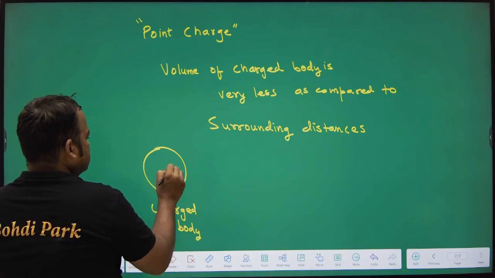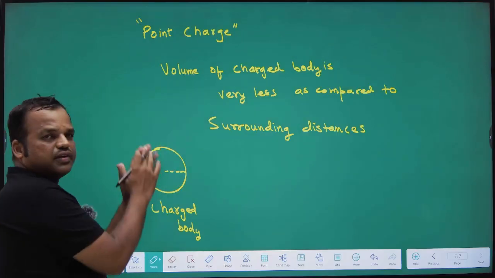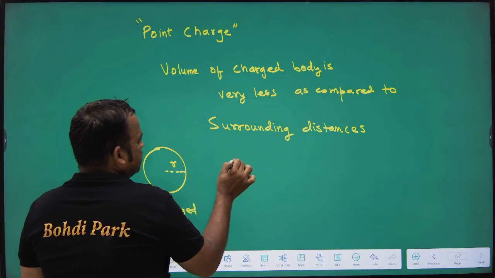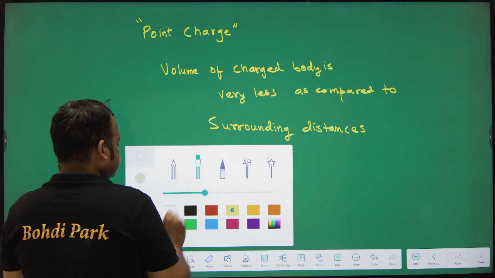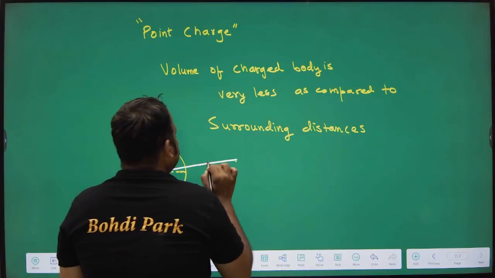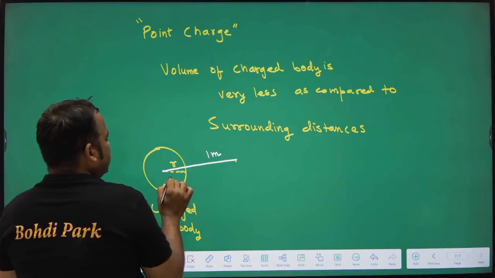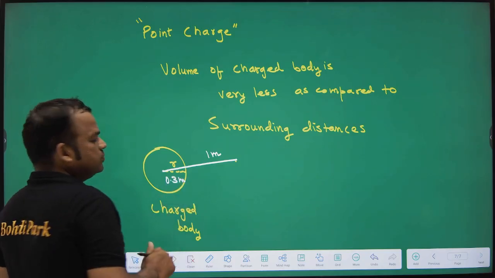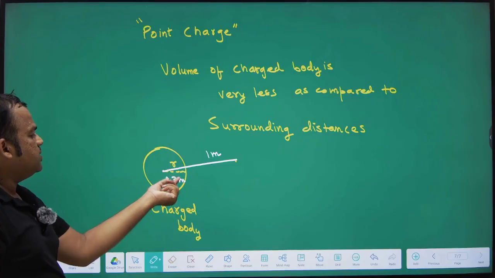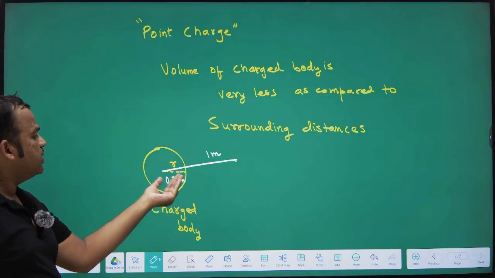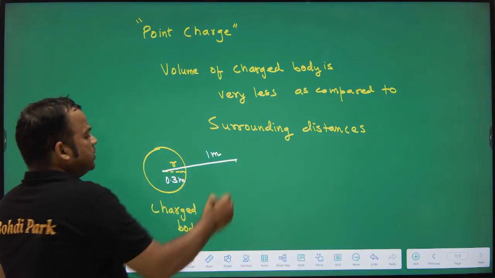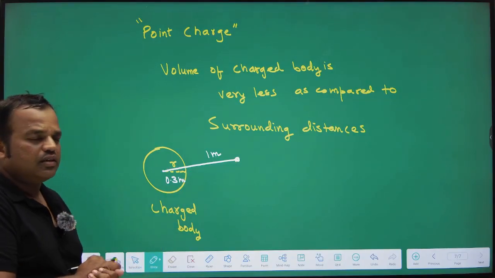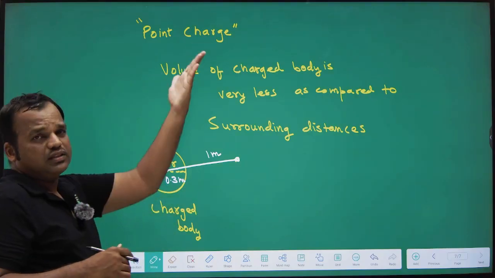Suppose it is spherical, so it has some radius r. If you observe this charged body from this distance, say this distance is 1 meter and the radius of this charged body is say 0.3 meter. So the radius is 30 centimeter and this distance is 100 centimeter. 100 centimeter is more than 30 centimeter, but not very large.